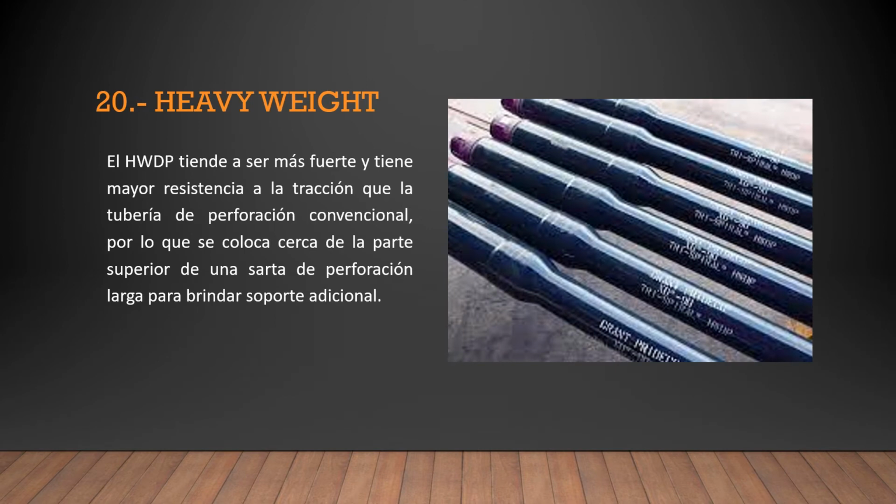Heavyweight. The heavyweight is a type of drill pipe whose walls are thicker and tool joints are longer than conventional drill pipe. Heavyweight drill pipe tends to be stronger and have higher tensile strength than conventional drill pipe, so it's placed near the top of a long drill string for additional support.